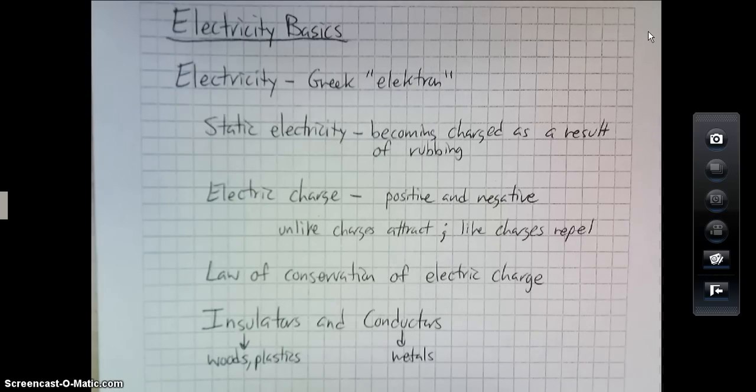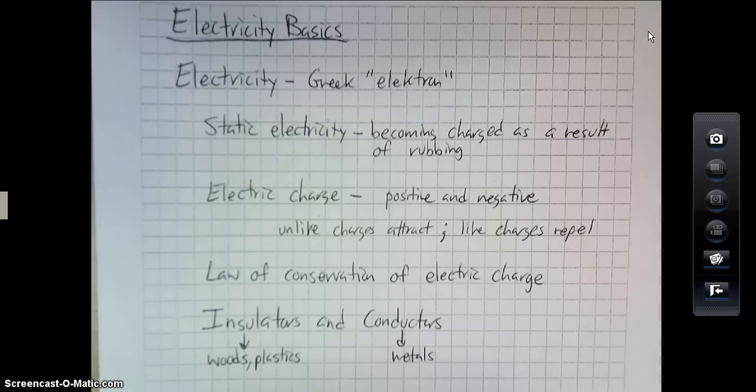A reminder of the differences between insulators and conductors. Insulators are things that don't accumulate charge. Conductors will do it quite easily. Just as a refresher, insulators are things like woods and plastics, and conductors are metals for the most part.